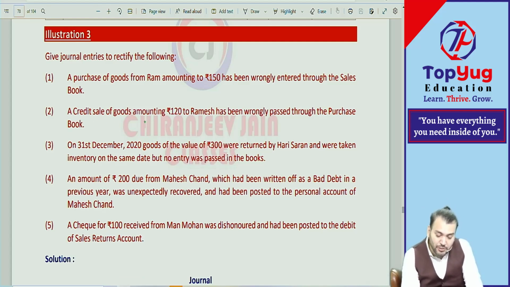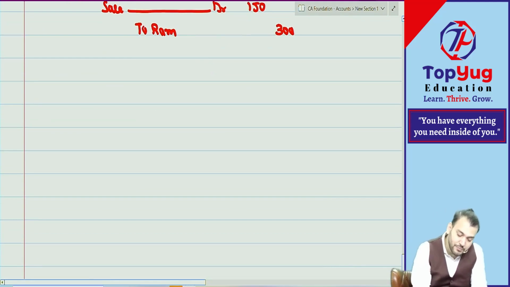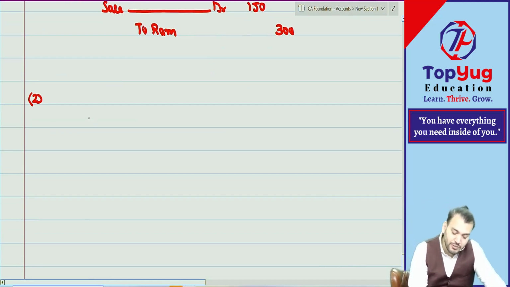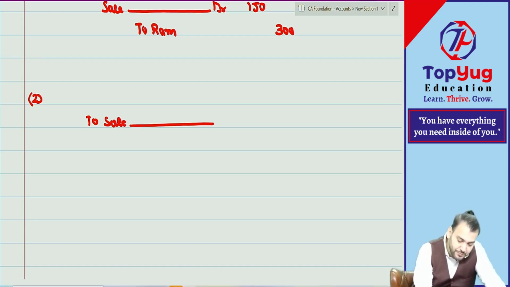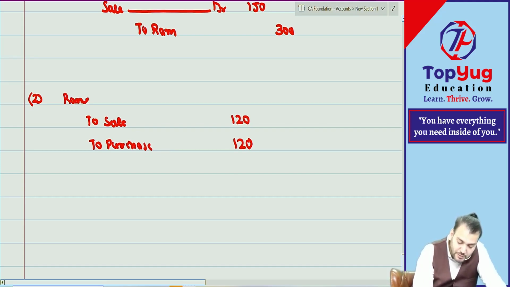A credit sale of goods amounting to rupees 120 has been wrongly passed through purchase book. I think you have understood now. You can do it directly. It is a sale, so we should credit sales. How much sales? But wrongly we have debited purchase. So purchase will be credited, and Ramesh will be debited, but with double the amount, that is 240.